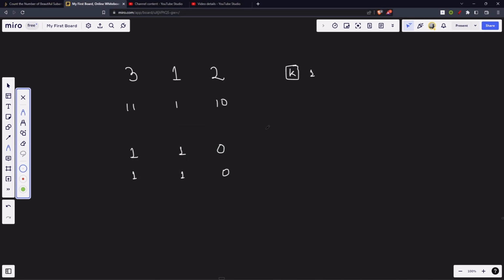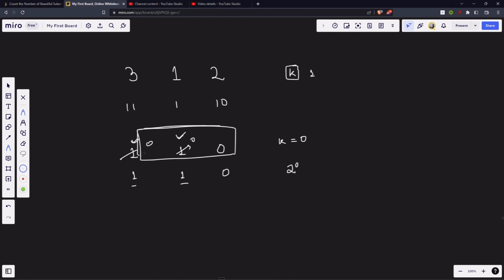Now we can do our operation again. So if we choose these two numbers, and if we choose k equals to 0, we can see that the 0th bit is set, isn't it? So we will subtract 2 to the power 0 from this and this. So what do they become? This becomes a 0, this becomes a 0. So ultimately in the whole subarray all the numbers have been transformed to a 0. So this is a beautiful subarray.